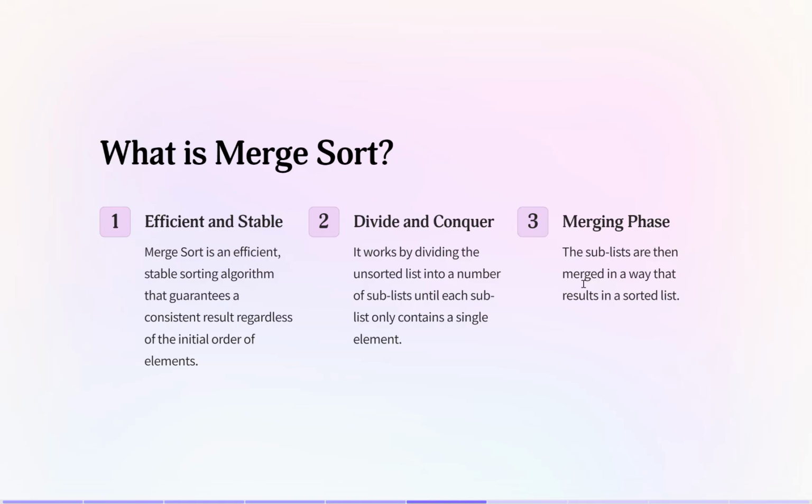So what is merge sort? Merge sort is an efficient and stable sorting algorithm that guarantees a consistent result regardless of the initial order of elements. It works in a similar way as quicksort, where it's about dividing and conquering. You divide the unsorted list into a number of sublists until each sublist only contains one single element. Then they'll merge up in a way such that it will result in a sorted list.